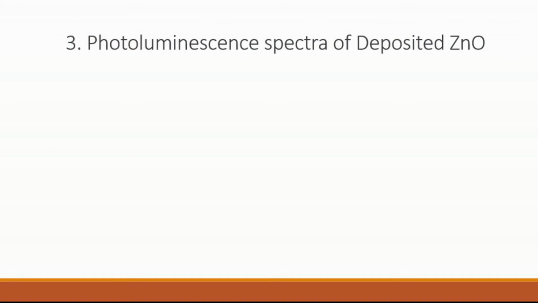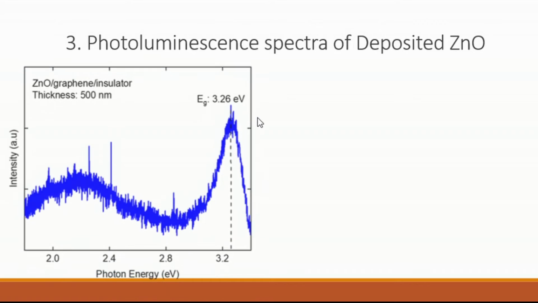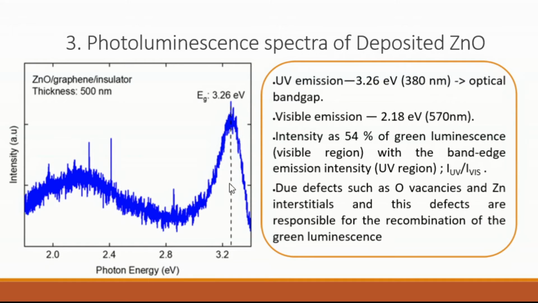The last result will be from the photoluminescence spectra of the deposited zinc oxide. Based on the graph, we can see that the UV emission was emitted at 3.26 electron volt with the wavelength of 380 nanometer, which indicates the optical bandgap for this deposited zinc oxide, while the visible emission was emitted at 2.18 electron volt with the wavelength of 570 nanometer.